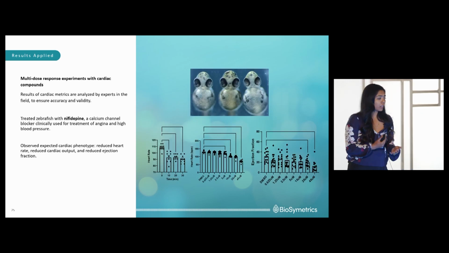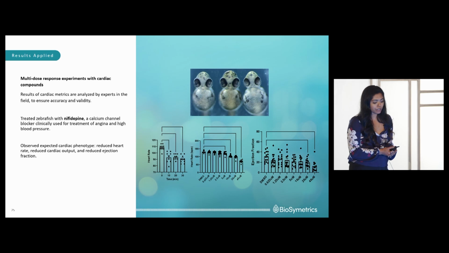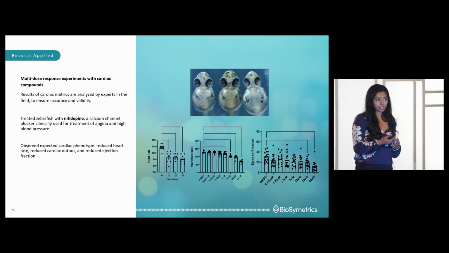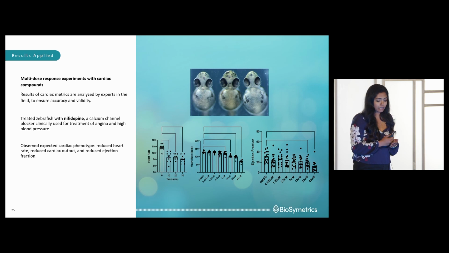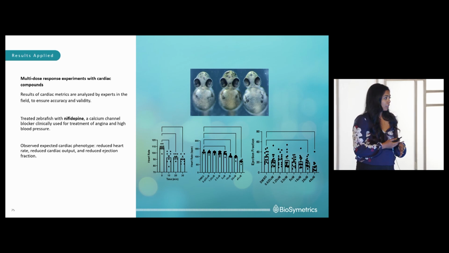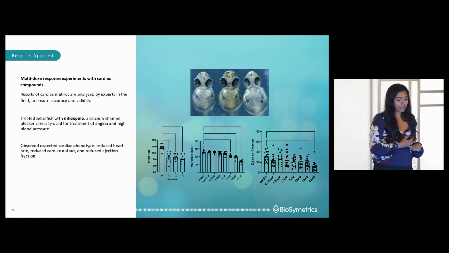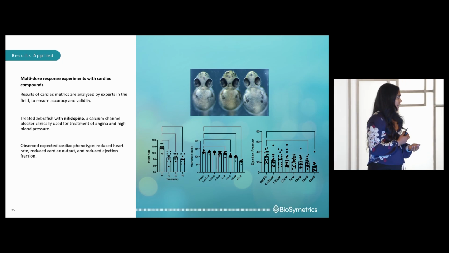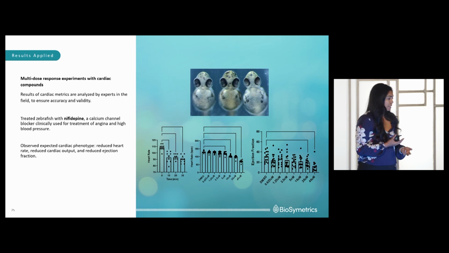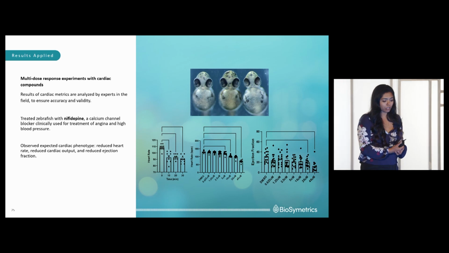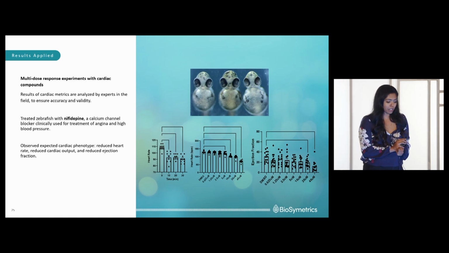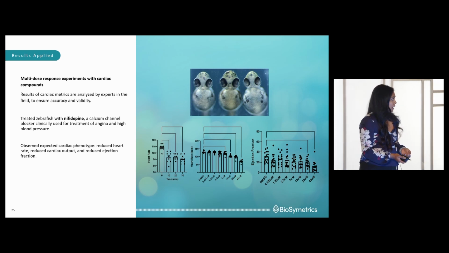Now, we also looked at the cardiac compounds. In this specific case, we looked at nifedipine, and again, it's supposed to have a decreasing output in terms of ejection fraction, heart rate, and cardiac output, and that's exactly what you can see here. Of course, all of these results were analyzed by experts to make sure that we are reporting valid results with accuracy as well. Nifedipine is a calcium channel blocker clinically used for treatment of angina and high blood pressure. So again, the expected results are as follows.